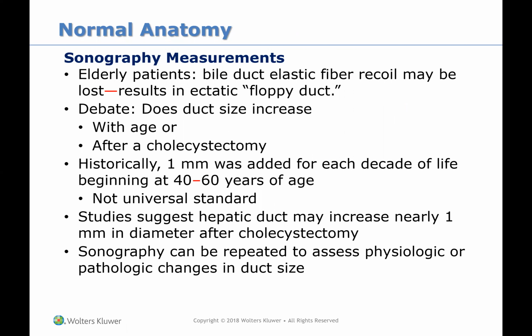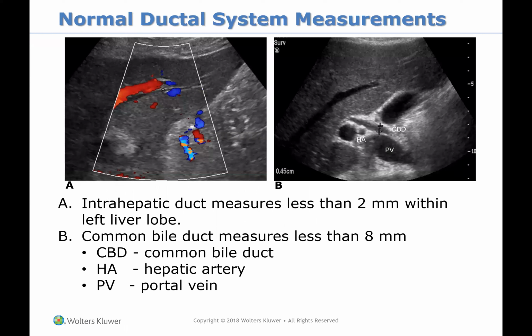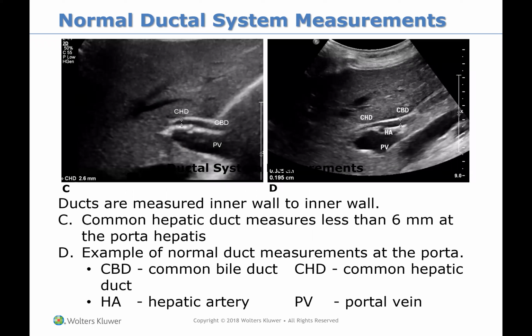As we get older, duct size increases about 1 millimeter for every decade of life, starting around 40 to 60 years of age. So as we get older, it gets bigger in size. Here's an intrahepatic duct measuring less than 2 millimeters. See how they're measuring inner wall to inner wall on figure C. So this is the common hepatic duct to the left of the little hepatic artery and the common bile duct to the right.